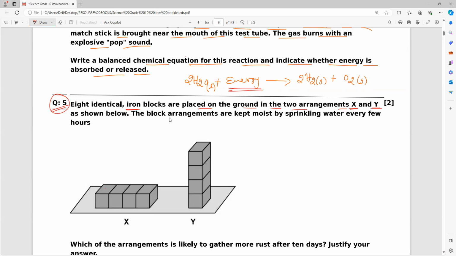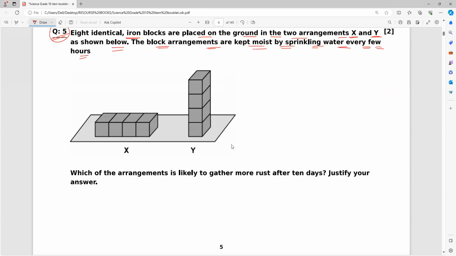Let it be water, doesn't matter for us. As shown below, the block arrangements are kept moist by sprinkling water every few hours. Which of the arrangements is likely to gather more rust after 10 days? Justify your answer. You don't need the answer; we want the corrosion equation first.